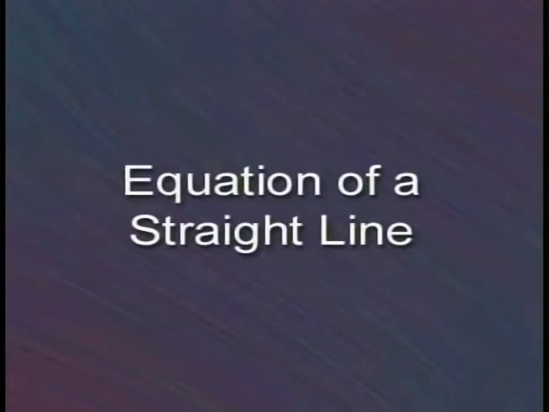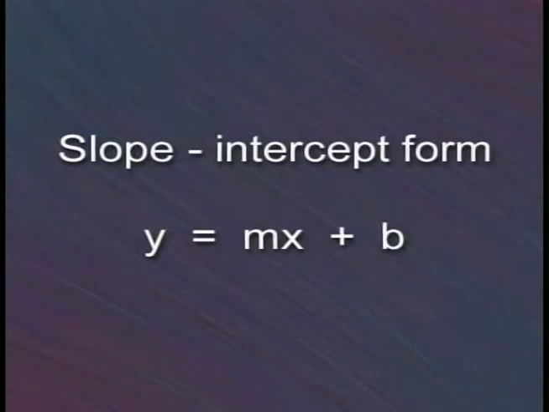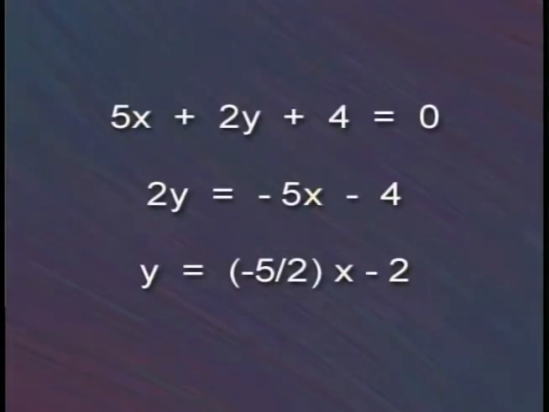Problem 39. What is the y-intercept of the line determined by the equation 5x plus 2y plus 4 equals 0? The slope-intercept form of the equation of a straight line is as follows. Y equals mx plus b, where m is the slope and b is the y-intercept. Let's rearrange this equation into this form. Subtract 5x and 4 from the left-hand side to produce 2y equals negative 5x minus 4.